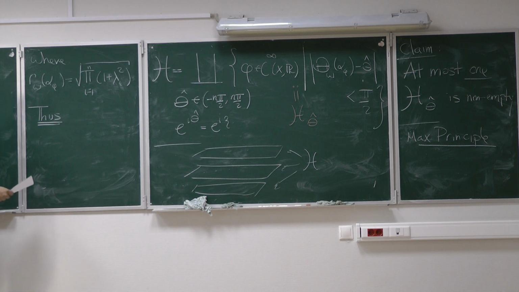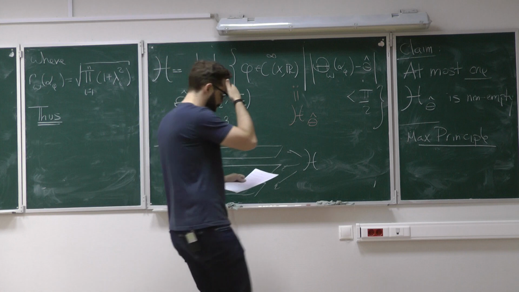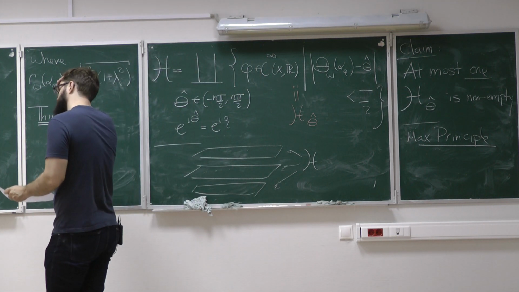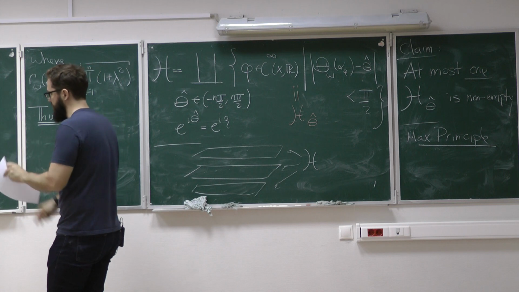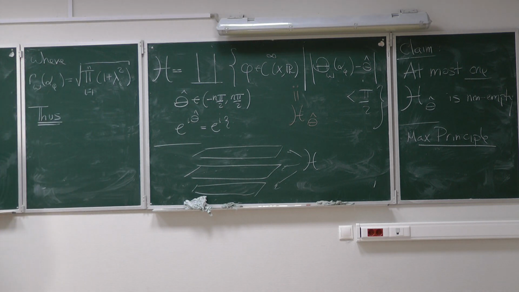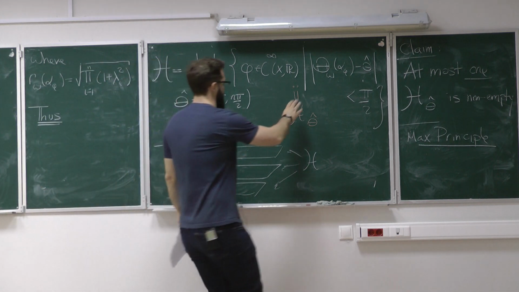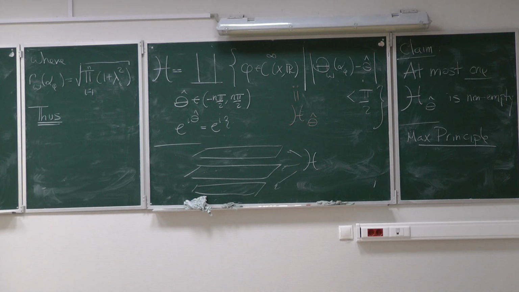Okay, so the key point now is that from now on, I'm going to assume that H theta hat is non-empty for theta hat in this largest range. I'll try to explain where this enters the analysis and the picture in general, and what are the technical difficulties, or even more generally the actual difficulties, not just technical, that come when you try to drop this assumption. So at most one of these is non-empty, and I'm assuming the largest one is non-empty.